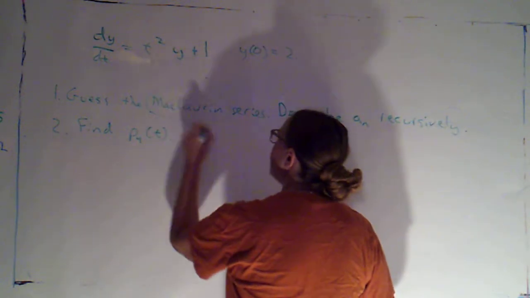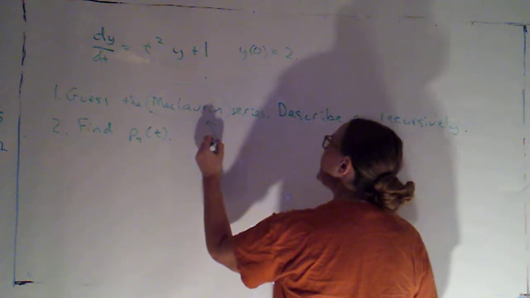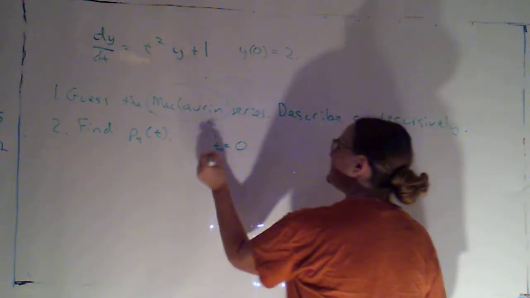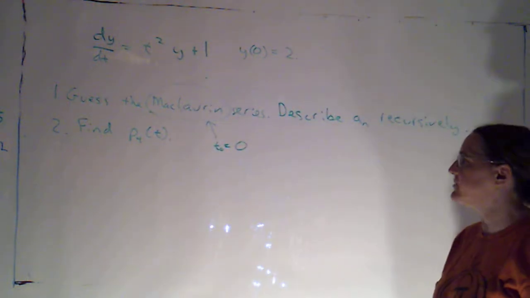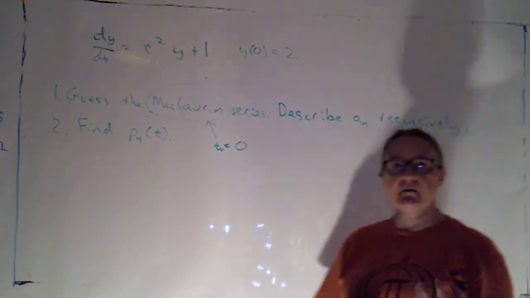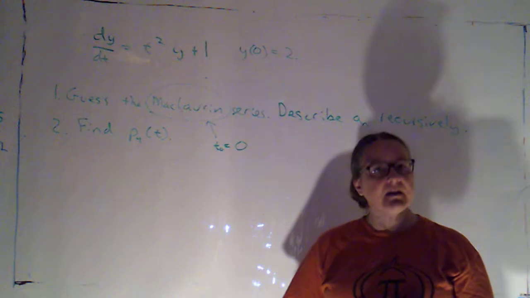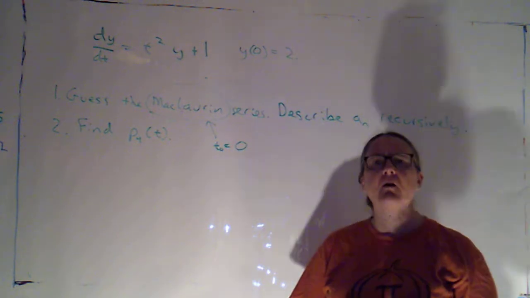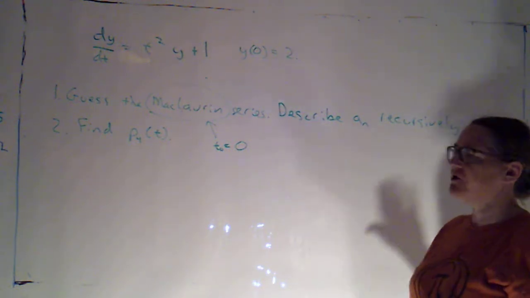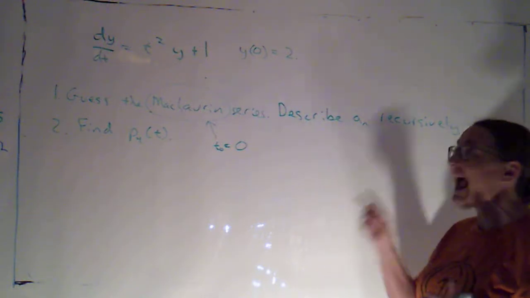Just a reminder, this means it's the Taylor series centered at 0. So t naught, the point where I'm centering things, is 0. That's going to mean that I'm going to have just powers of t in my series. It also means that the coefficients are all calculated based on the function value and the derivative values at 0.